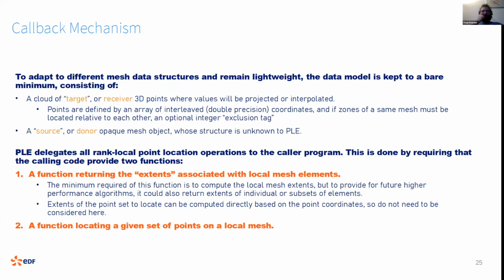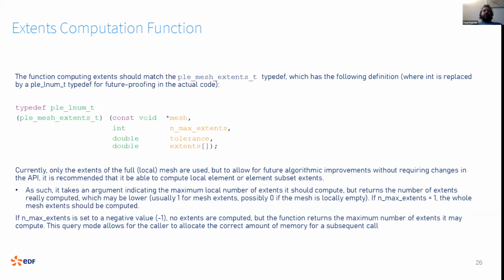So a few essentials of the API, so that the data model is really kept to a minimum. And so PLE, as I touched on before, delegates all the point location operations to the calling program. So there are basically two ideas: a function returning the extents associated with local mesh elements. Right now, we're just using the global extents, but the versioning and arguments are done such that we could have a finer-grained option without changing the API, so that if we improve algorithms on that side, we could exploit that. So that's a recommended practice. And then the function locating given sets of points on a local mesh.